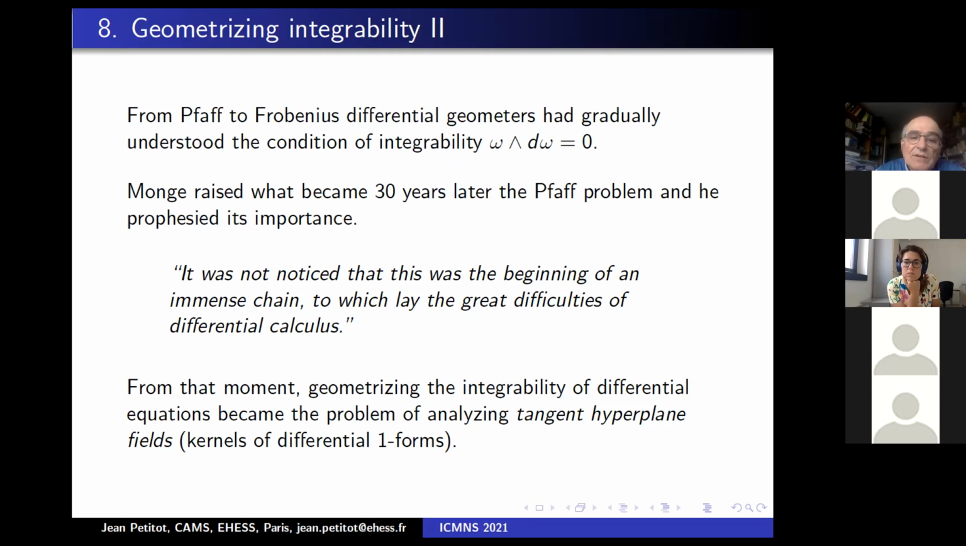Quotation: it was not noticed that this was the beginning of an immense chain to which lay the great difficulties of differential calculus. And from that turning point, from that moment, geometrizing the integrability of differential equations became the problem of analyzing tangent hyperplane fields, kernels of differential one-forms, contact forms, etc.